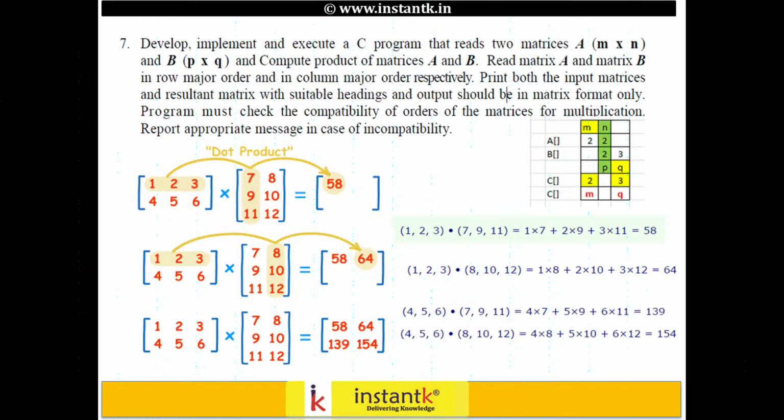I'm on problem number 7. The problem is: develop, implement and execute a C program that reads two matrices. The first matrix is A with order M and N, and B with order P and Q, and compute the product of matrices A and B. Read matrix A and matrix B in row major order and column major order respectively.